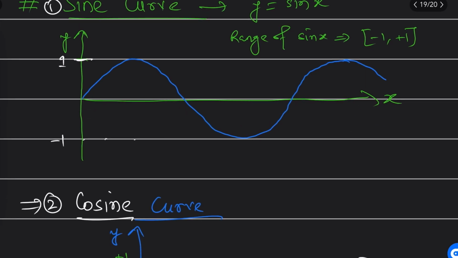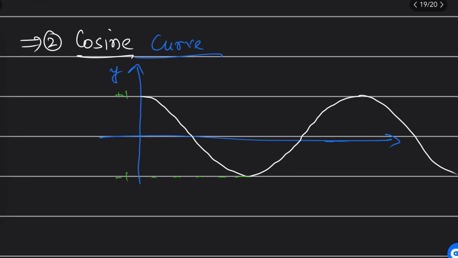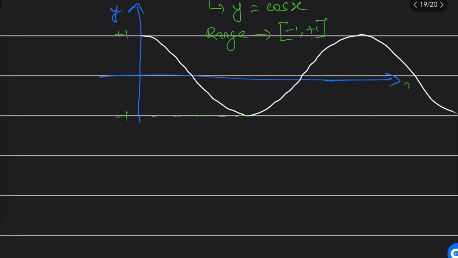Keep in mind, sir, this thing you should keep in mind. Here also the range is... Cosine also. If I look at cosine, y is equal to cos x. We write cos x, and the range is again -1 to +1. Got it? So this is what you should keep in mind.